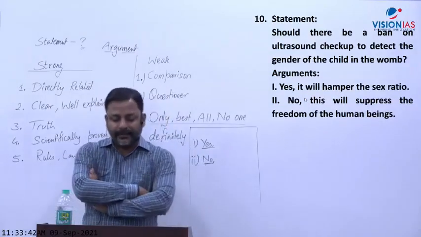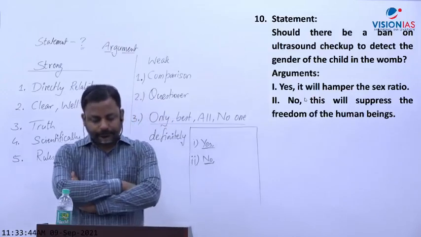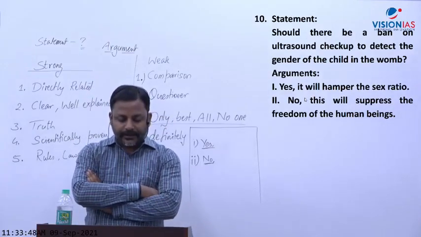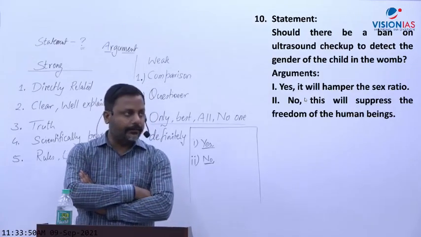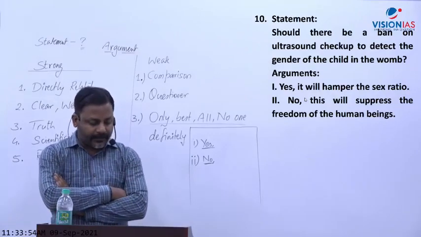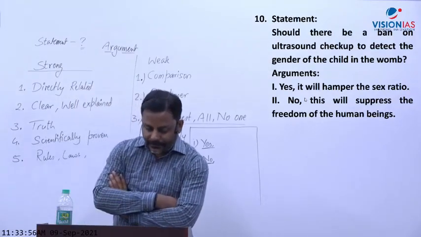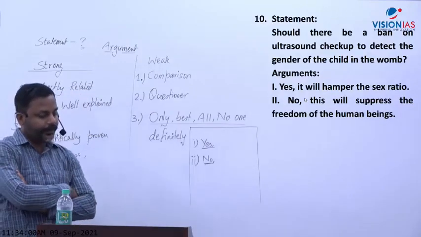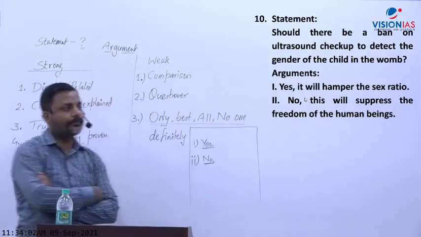Statement number 10th now. Should there be a ban on ultrasound checkup to detect the gender of the child in the womb? Argument first, yes, it will hamper the sex ratio. No, this will suppress the freedom of the human beings.